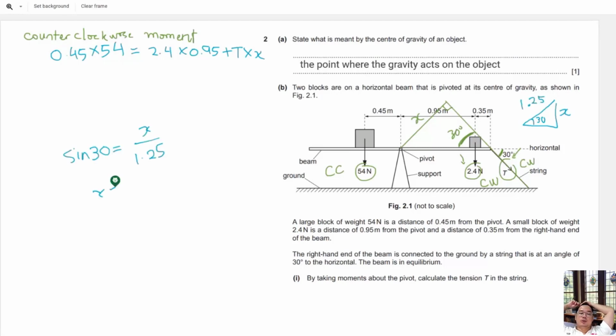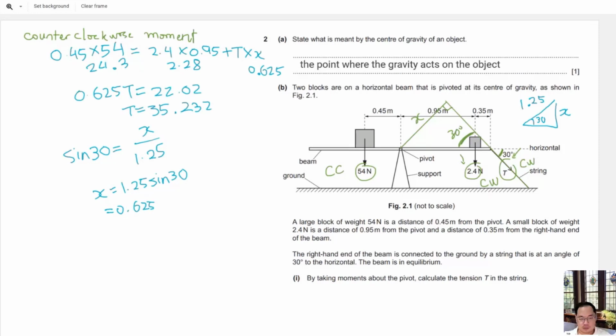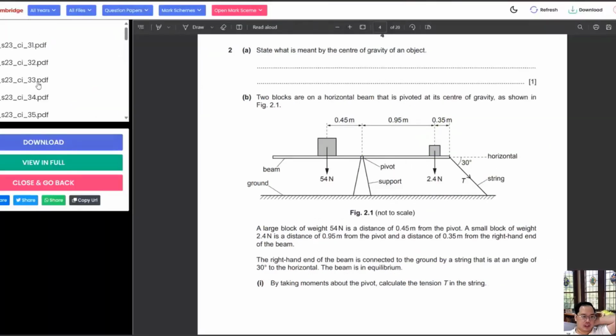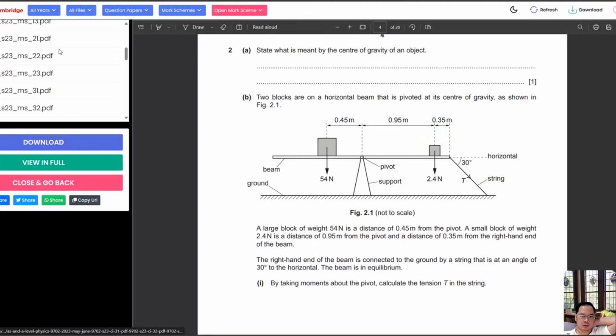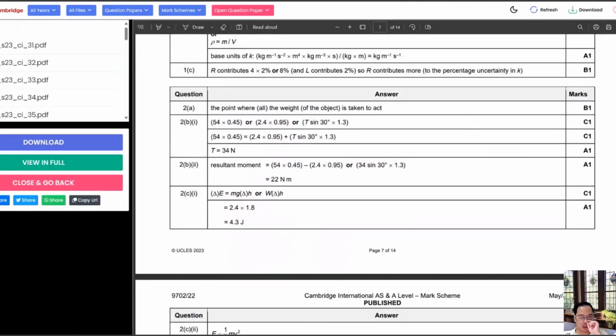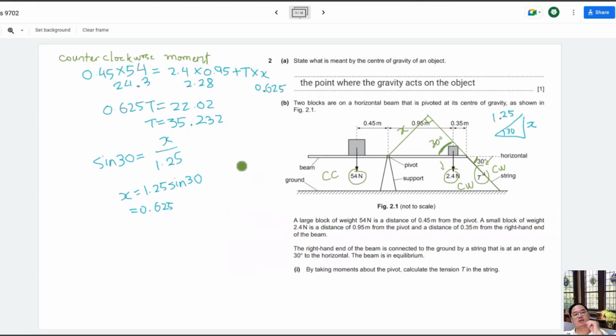Yeah, so you see that we need to practice more about this topic, about the moment, because it appears always in the paper 2. Okay, so x is that one. And lastly, plugging x into the equation and solve the equation to find the tension T is 35. Only 35, no need for the decimals because we're taking two significant figures. Okay, 35, checking answer. Question 2. Yeah, 34 Newton. Your answer is 35.